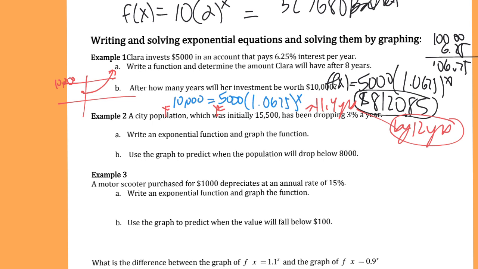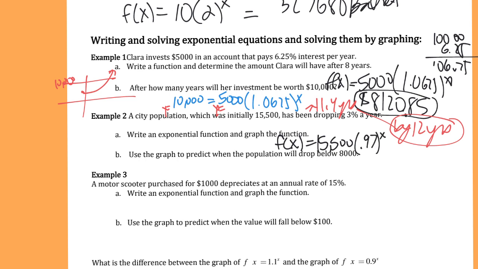Okay. So the next one, okay, very similar. You're starting with a city population that's going to be dropping by 3% a year. Okay. So the number of people you have, f of x, is equal to 15,500, and you're losing 3%, so that's 0.97, okay? 100 minus 3 is 97%. 97 divided by 100 is 0.97, and that's going to be to the x, and x represents how many years.